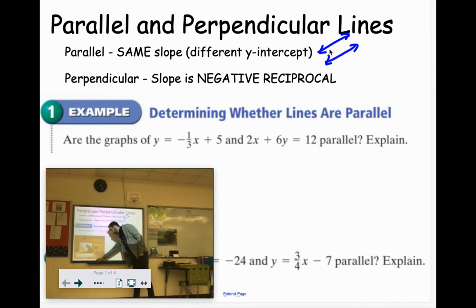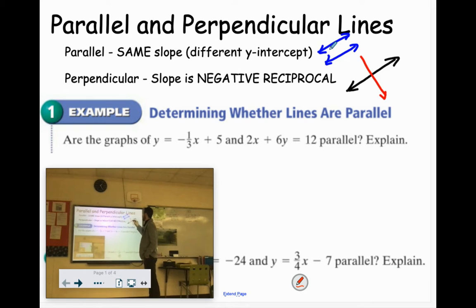Perpendicular lines, they intersect at a 90-degree angle. So their slopes are the negative reciprocal of each other. And we'll talk about what that means in a little bit here. But we start with the parallel stuff.